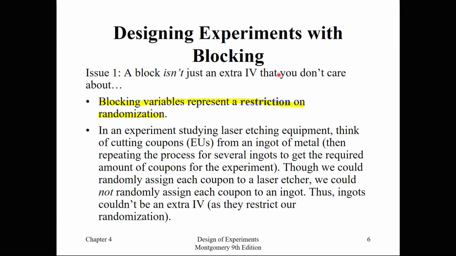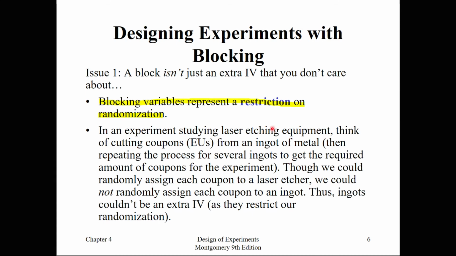I can't randomly assign to an ingot. How is it different than the laser? Well, I could pick up a piece of metal and say, I'm going to stick this in laser 1 or laser 2 or laser 3. So if I pick up a little chunk of metal, I can randomly assign it to a laser. So laser could be an independent variable.